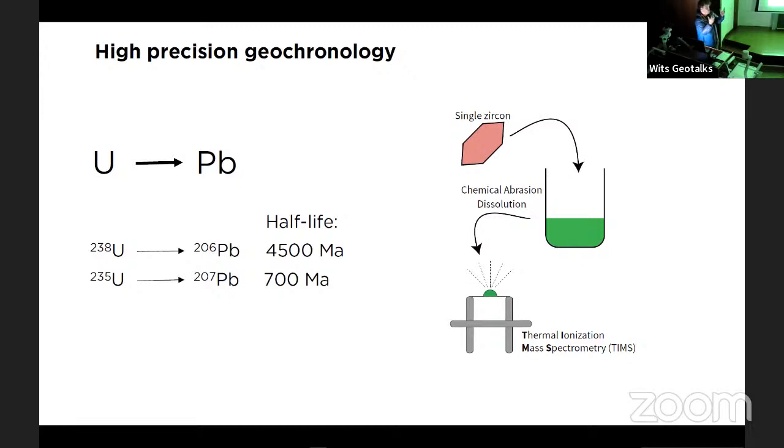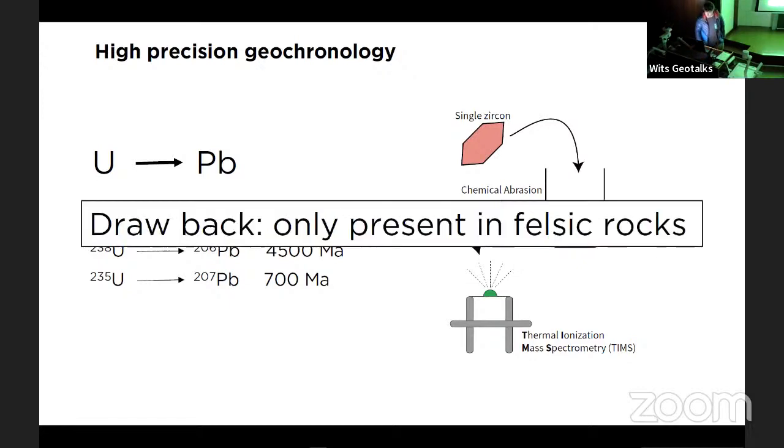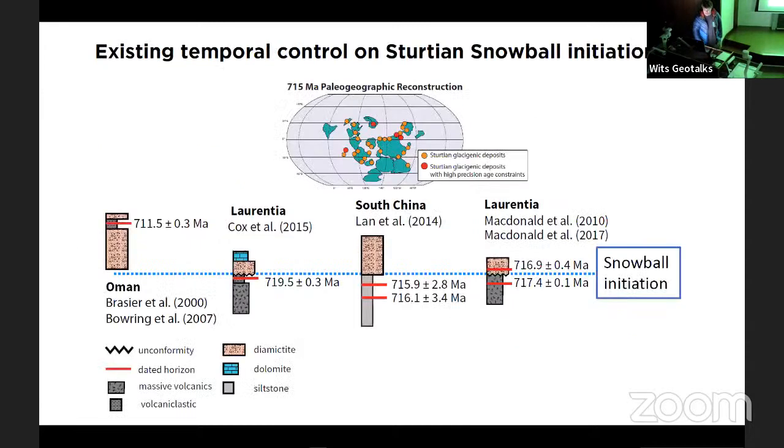Once we've got what we think is pristine zircon, we dissolve that and place it on a thin rhenium wire, and then we heat it up. It's the same as a light bulb. We run a high current through that rhenium wire and cause the uranium and lead to thermally ionize. So we give them thermal heat and that makes them ionize, and then we can measure those uranium and lead isotopes in a mass spectrometer. The drawback is you can only find zircon in felsic volcanic rocks or felsic rocks. So that's the drawback, right? I'll go into that a bit later.